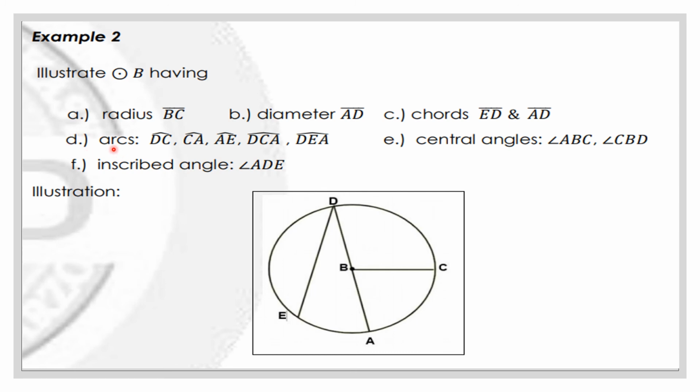Letter D, arcs. Ano-ano ang mga arcs? So, ang mga arcs ay ito. Arcs DC, ayan po, isang minor. Arc CA, isa ring minor arc. Arc AE, ito yung sinabi ko kanina po na magkakadikit. Next is arc DCA, isang semicircle. Kasi dumaan po siya, nagsimula kay D, dumaan kay C, natapos kay A, nakatapat ni D na diameter yung segment AD.